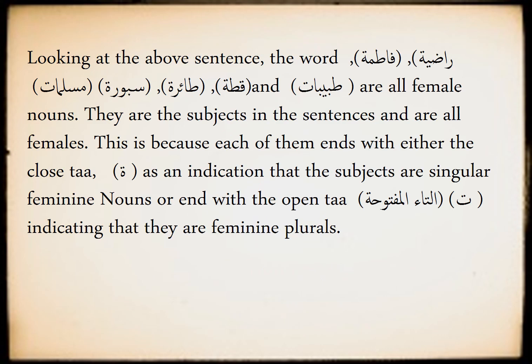Looking at the above sentence, the word Fatimatu, Radiyatu, Muslimatu, Saburatu, Ta'iratu, Giddatu, and Tabibatu are all female nouns. They are the subjects in the sentences and are all females. This is because each of them ends with either the closed ta as an indication that the subjects are singular feminine nouns, or end with the open ta, التاء المفتوحة, indicating that they are feminine plurals.